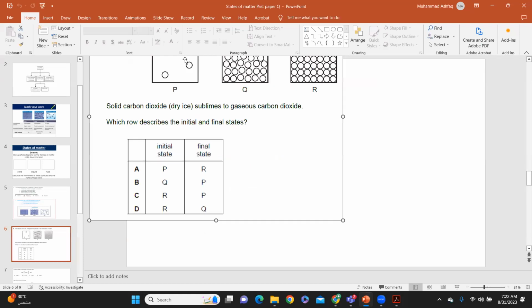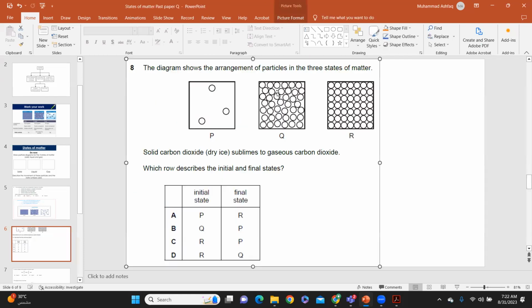Understand? Yes, just a minute, I will explain again, don't worry. Meaning solid state converts into gaseous state. Which row describes the initial and final state? Meaning, what will be the starting and what will be the end. The answer is B.